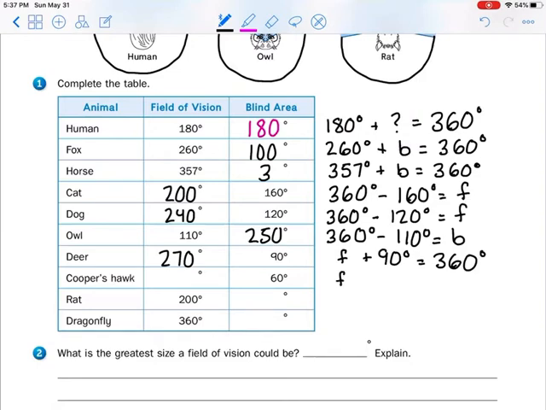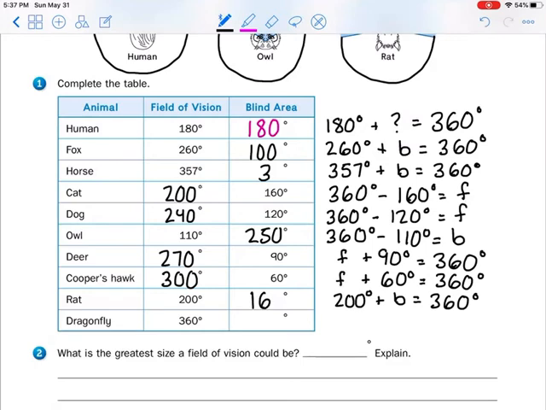We're going to do the same thing for the Cooper's hawk. So you're going to do their field of vision, which is the unknown value, plus 60 degrees, which is their blind area, equals 360, the total degrees if they turned completely around. And you would get their field of vision as 300 degrees. Okay, a rat, so it would be 200 degrees plus their blind area would give you 360 degrees. So a rat's blind area is 160 degrees.